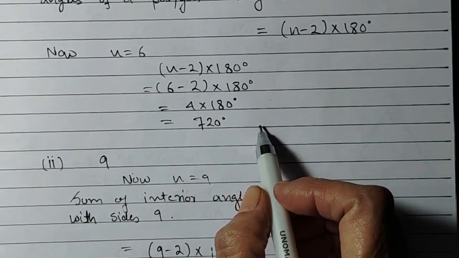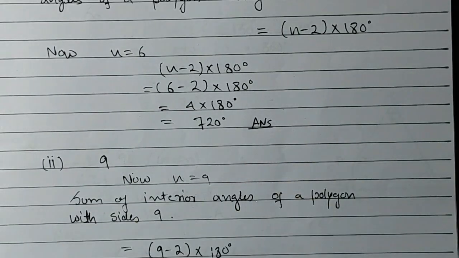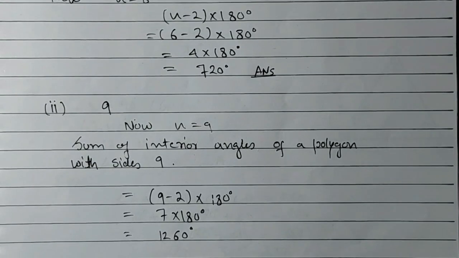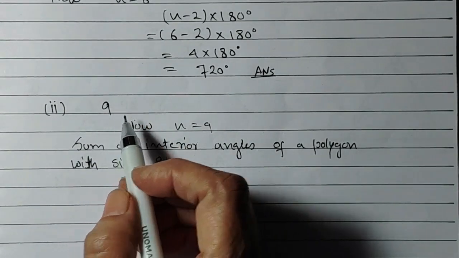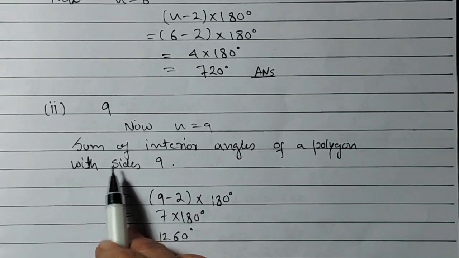This is the answer. This is the sum of interior angles. Now, the other polygon has a side of 9. So now n is equal to 9.